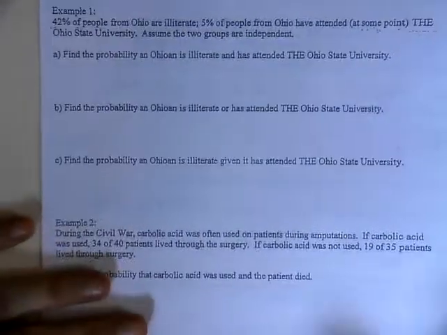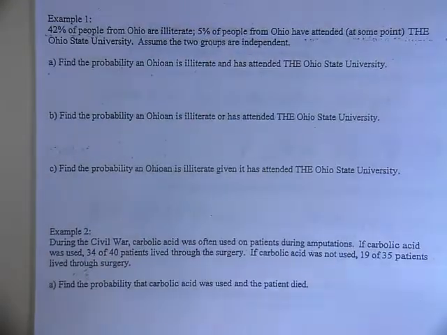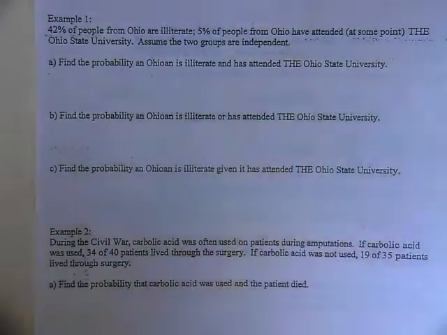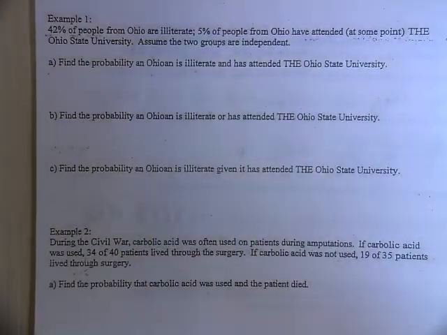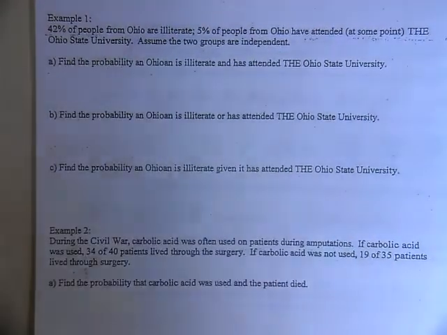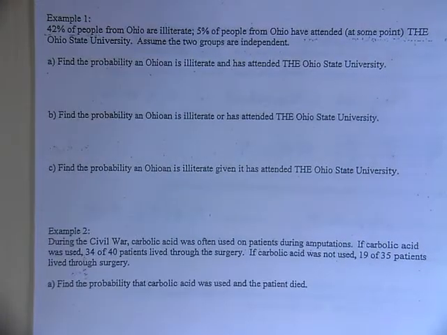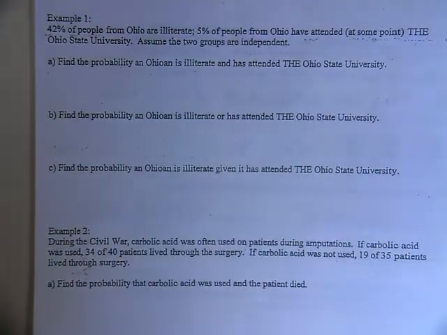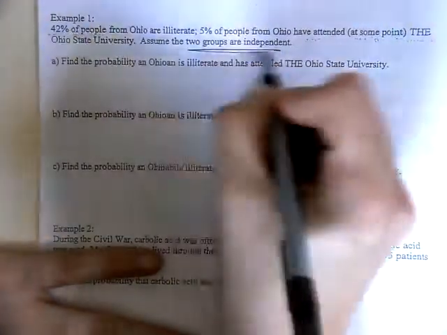Okay, so let's try another example. Now this is an oldie but a goodie, and I will say Mr. Ginter wrote this. 42% of people from Ohio are illiterate. 5% of people from Ohio have attended, at some point, The Ohio State University. Assume the two groups are independent.